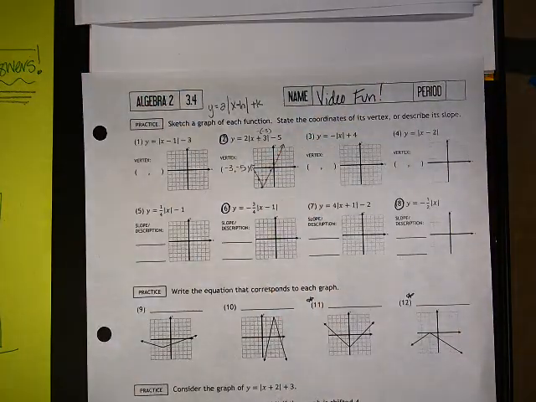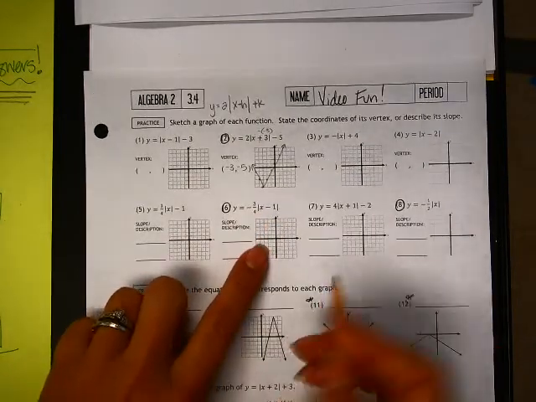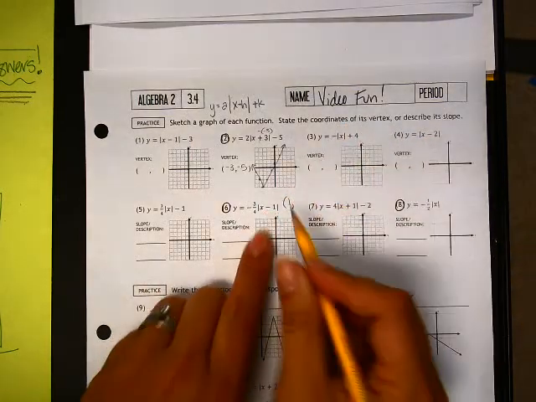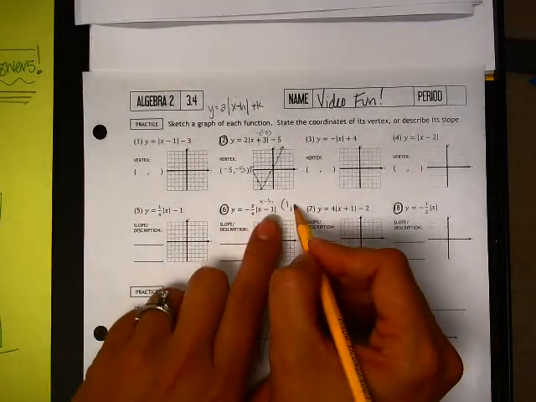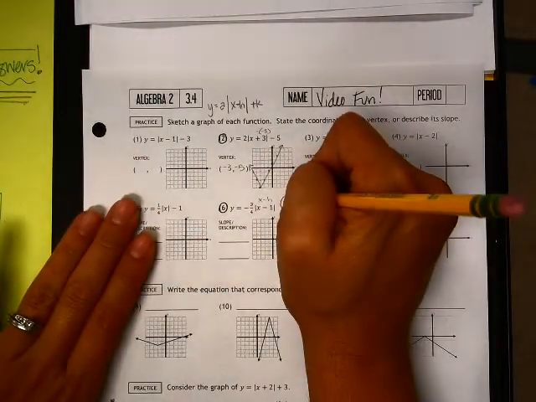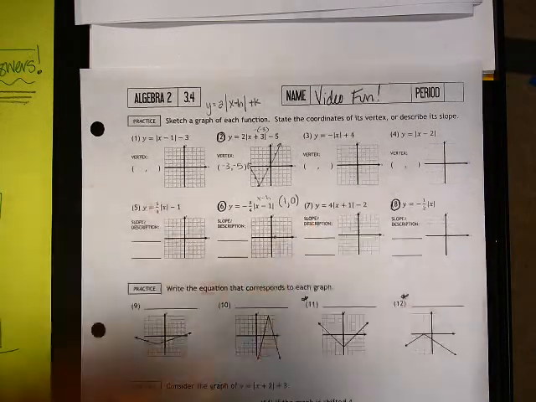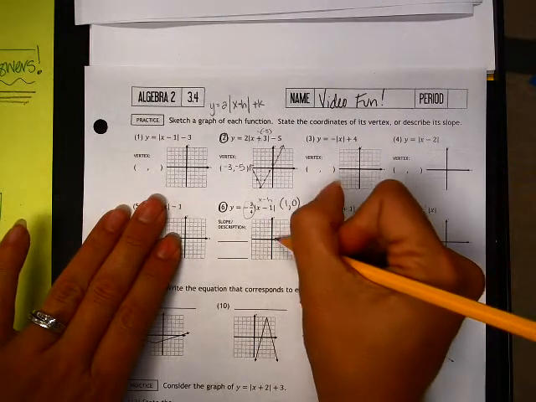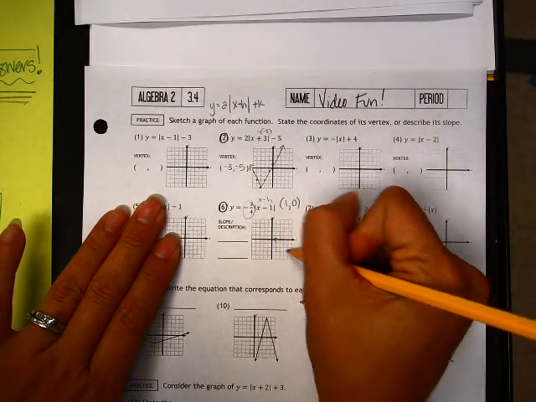So that's what we should have. Now, let's look at this one here. For this one here, my vertex is going to be +1, because this is x minus h, so h is 1. And then k, there is no k, so it's just 0. So 1, 0 is my vertex. And from there, I'm going to do my slope. So I'm going to go rise over run, so down 3 over 4.